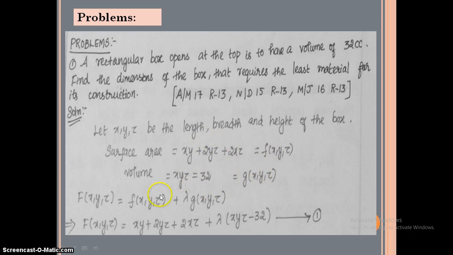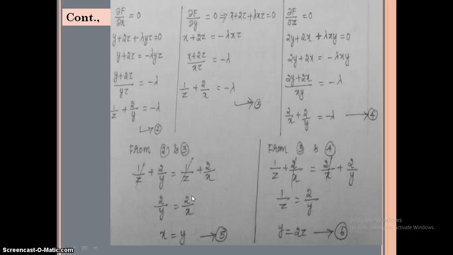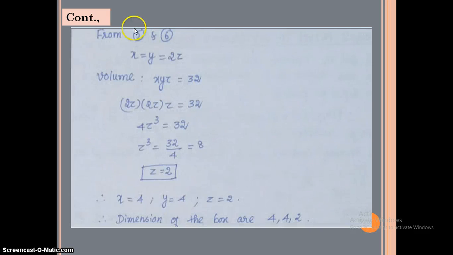Substitute this in the Lagrange multipliers. Next we find the equations: dou f by dou x equal to 0, dou f by dou y equal to 0, dou f by dou z equal to 0. Using these three equations we get x equal to y equal to 2z. Then substituting this in the given condition, we get the values of x, y, z. So this is a very important problem, so be careful here. Okay, we will continue in the next session. Thank you.